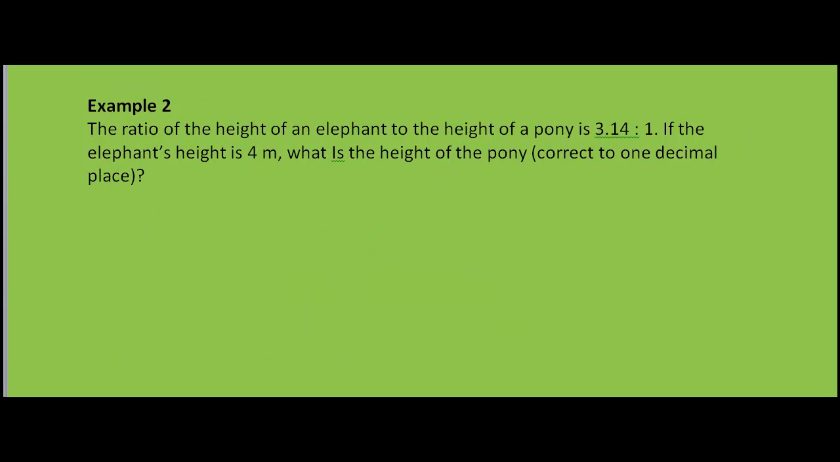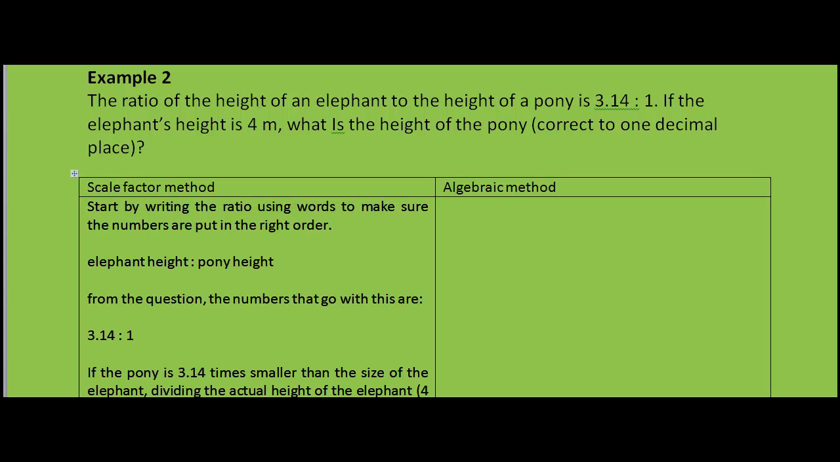In example 2, we want to look at the ratio of the height of an elephant compared to the height of a pony and see that it is 3.14 is to 1. If the elephant's height is 4 meters, what is the height of the pony correct to 1 decimal place? Pause the video here and see if you can work out the answer. There are 2 ways that could be used to work out the answer. The scale factor can be used, or an algebraic method could be used. Let's look at both of these methods one at a time. After you've seen both of them, try and choose one method you prefer.